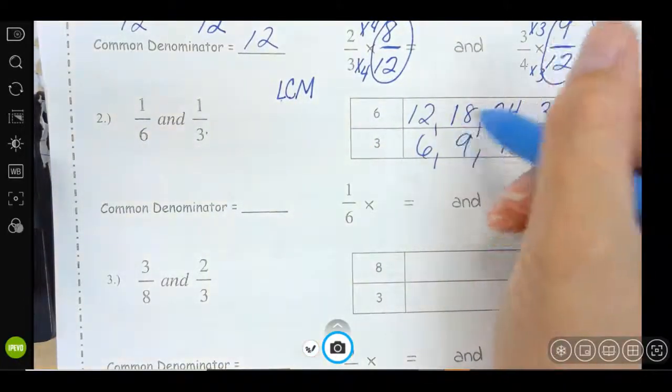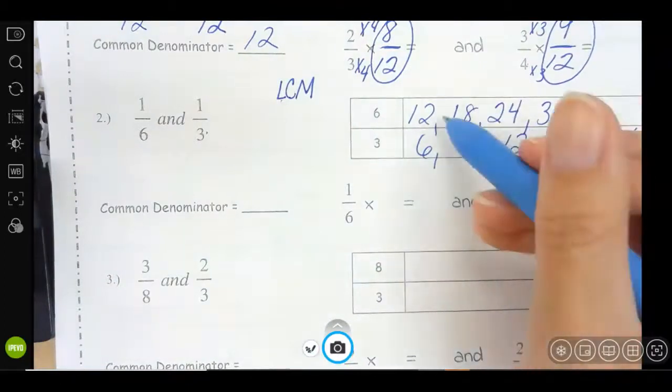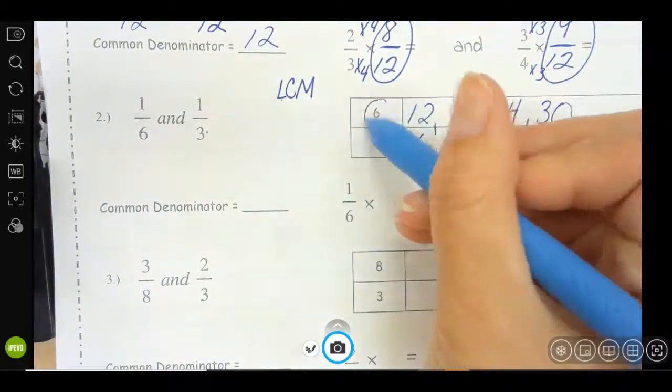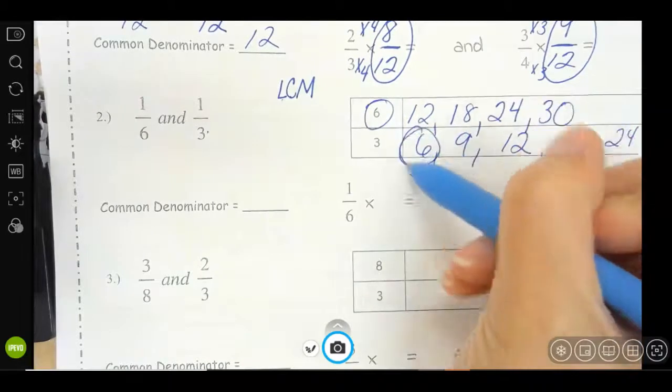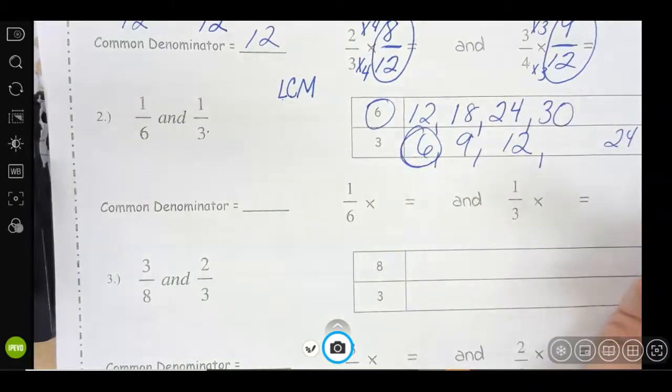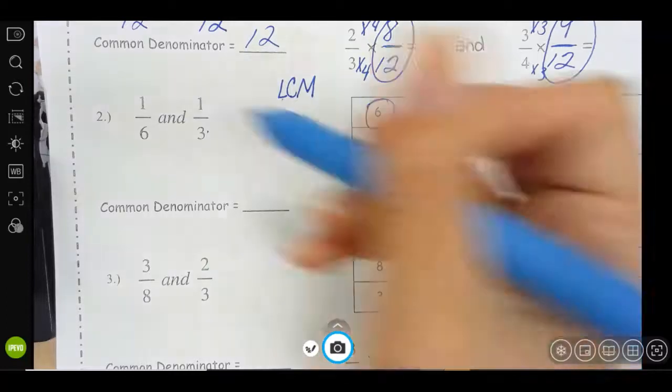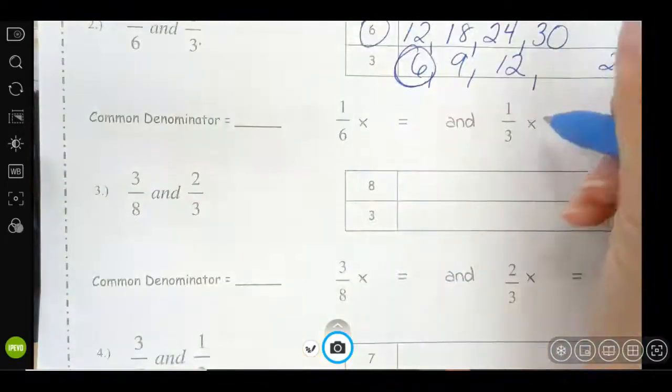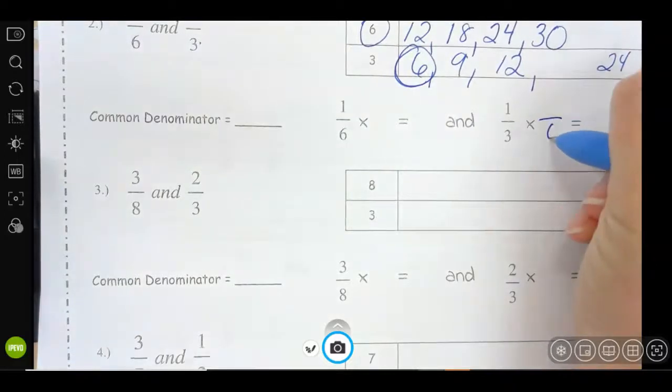So what would that be? 12. But what's another one? 6, right? They both have 6 in common, right? Okay. So do we have to change both of these fractions? No, we're only going to change 1/3. So 1/3 has a common denominator of 6.